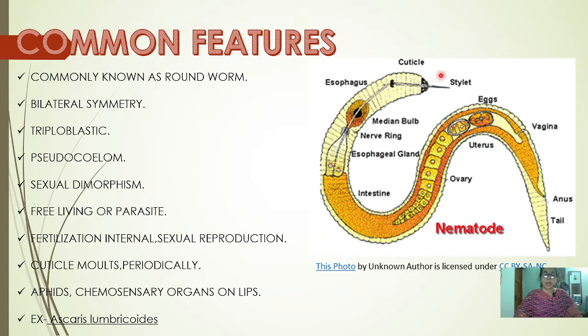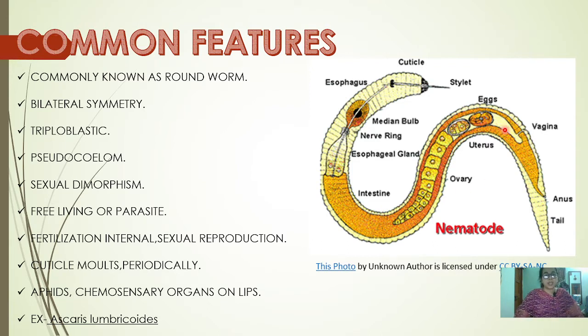They are bilaterally symmetrical and triploblastic, that is, the endoderm, mesoderm and ectoderm are all present. They are pseudocoelomate, that is, a true coelom is absent in them, and sexual dimorphism is seen in nematodes. What do you mean by sexual dimorphism? That is, the male and the female can be distinguished sexually. They may be free living or parasitic, and fertilization is internal, that is, they usually undergo sexual reproduction.